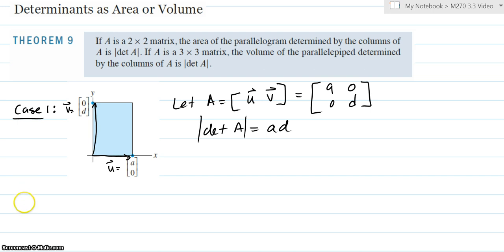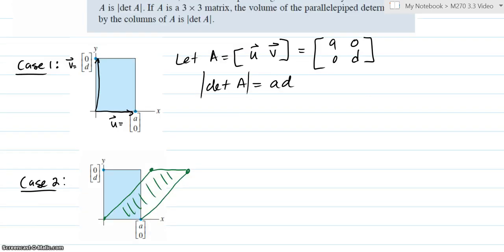So let's look at case 2. Let's find the area of this parallelogram, which, by the way, we still know is A times D. The area of a parallelogram is still the length times the width, or the base times the height. And let's see if the determinant still works there. And by the way, this is a horizontal shear transformation. You could do it that way too. We will in general in a minute. But let's just look at this simple case.